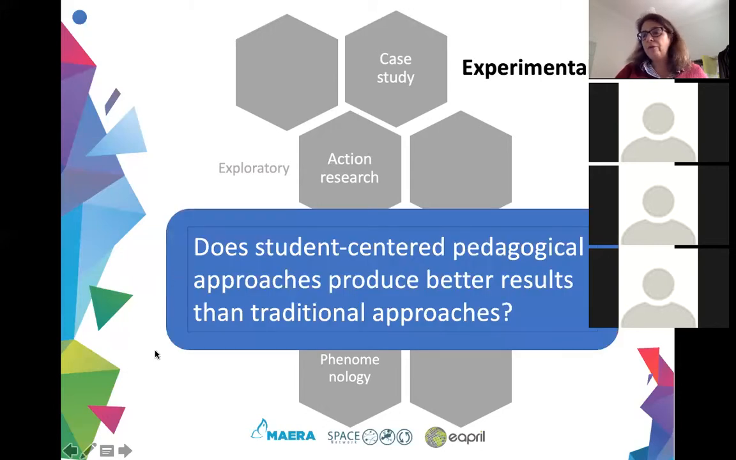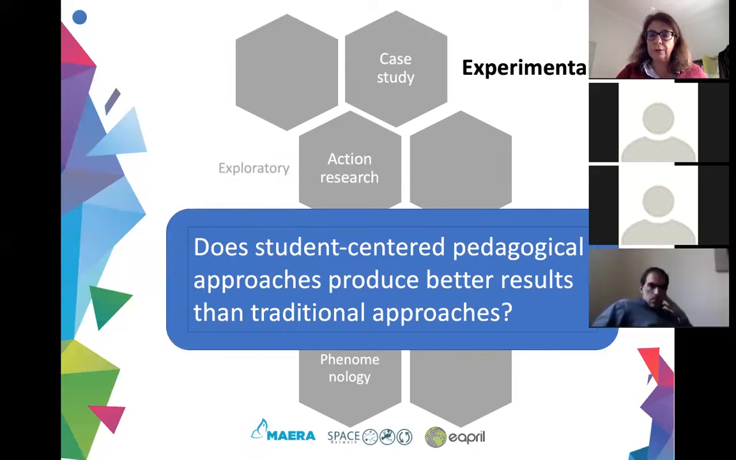And here you have an example of a research question that can be used in this kind of study. For instance, do student-centered pedagogical approaches produce better results than traditional approaches? This means that I could have two classes, and in one I would use a traditional approach, while in the other one I would use the different approach, the new one.